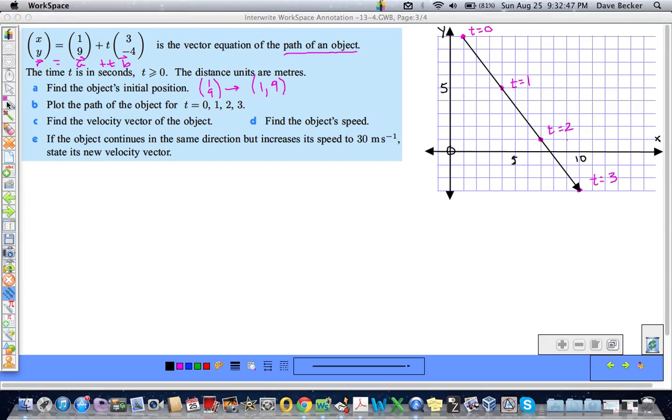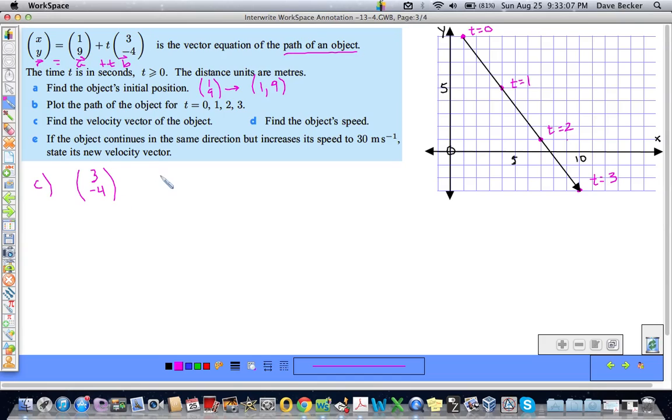All right, C, find the velocity vector of the object. Velocity vector is B, direction, velocity. It's serving another purpose here, but if you think about it, it's really the same thing. So let's see, the velocity vector is 3, negative 4.